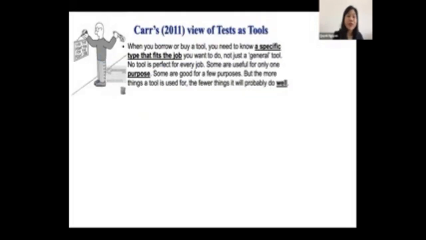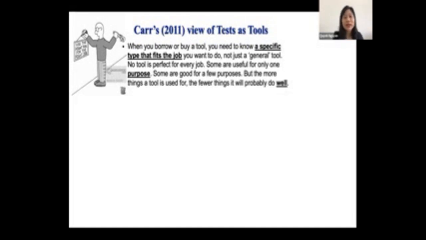For the third view, by Nathan Carr, introduced to us in 2011, he sees tests as tools. He says that when you borrow or buy a tool, you need to know a specific type that fits the job, not just a general tool. No tool is perfect for every job. Some are useful for only one purpose. Some are good for a few purposes. But the more things a tool is used for, the fewer things it will do well.